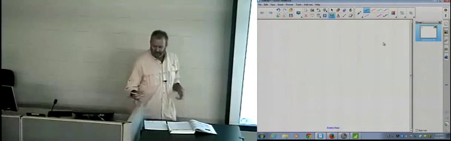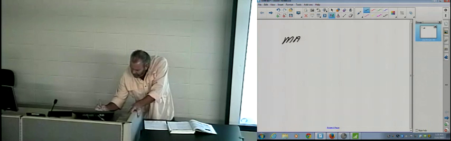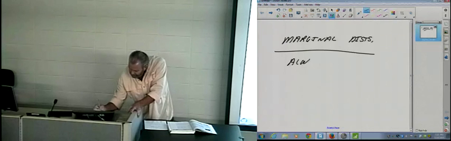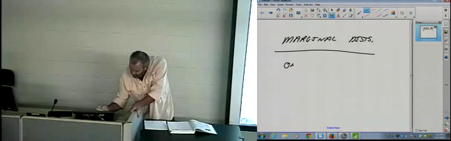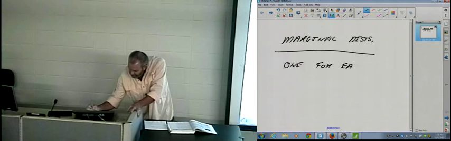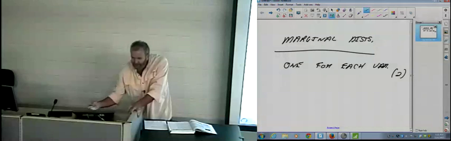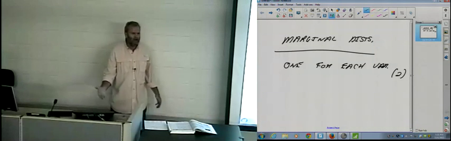We had talked about, I just want to remind you of this, what we calculated last Thursday was marginal distributions from a two-way table. One for each variable. Whether we're looking at the rows or the columns, there's always a marginal distribution for the row variable, and there's a marginal distribution for the column variable.